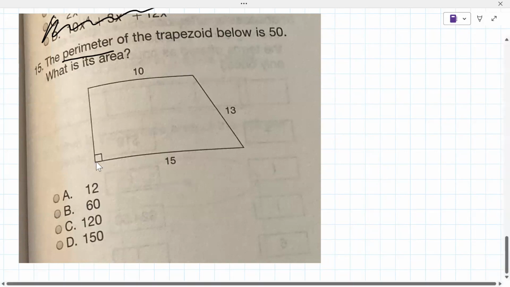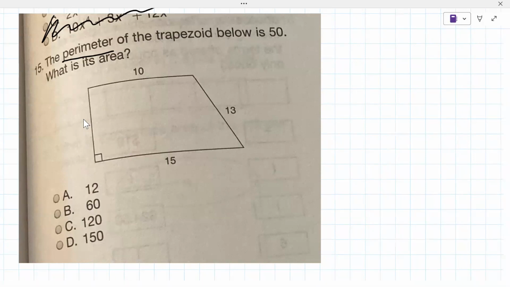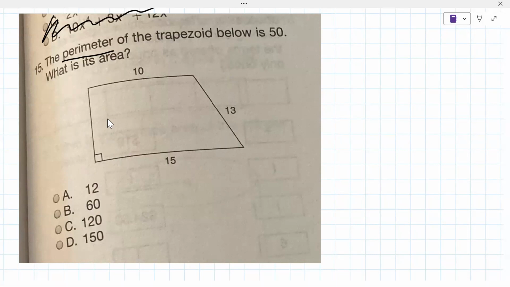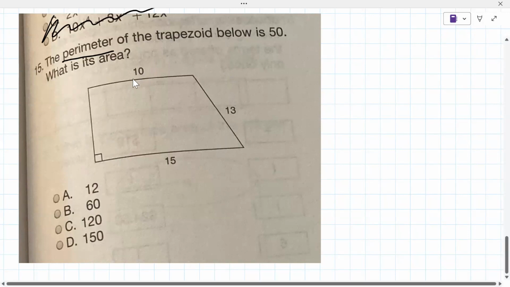Do you know all the sides in this one? Okay, so I have to know what the sides equal. I'm asking if you know all four sides of the trapezoid. 10, 15, and that side right there, I don't even know what that side is. So the answer is no, you don't know them all.